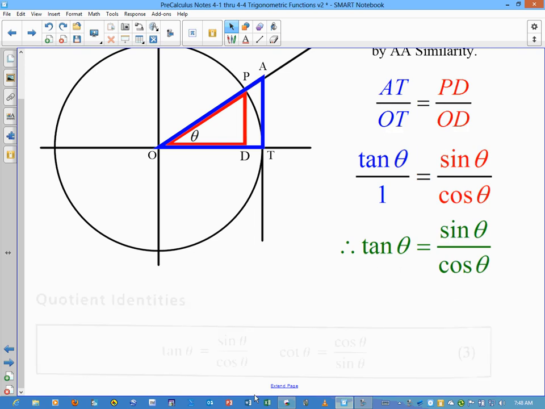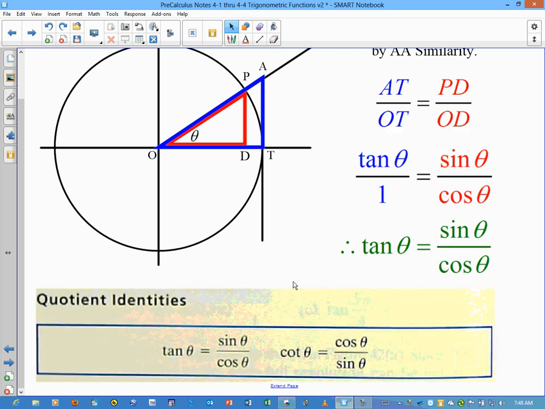And that also works for cotangent. We could use a very similar argument to prove it for cotangent. So the reciprocal and the quotient identities are very useful. Make sure you know those. You'll be using them a lot.